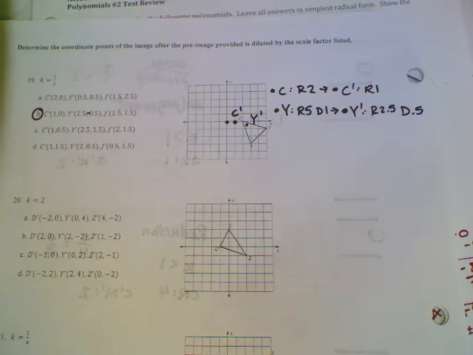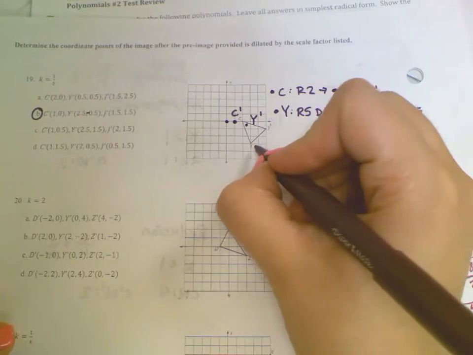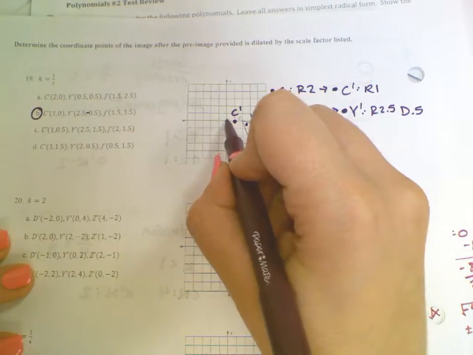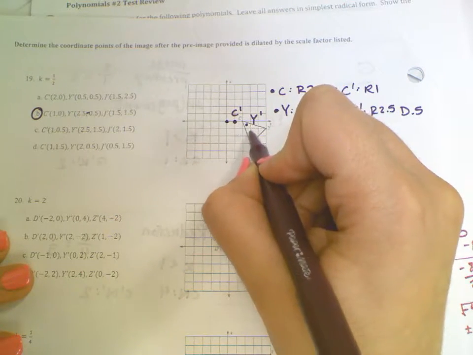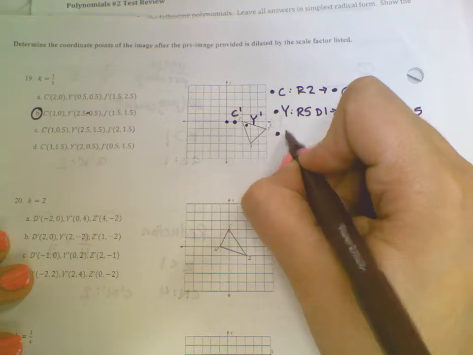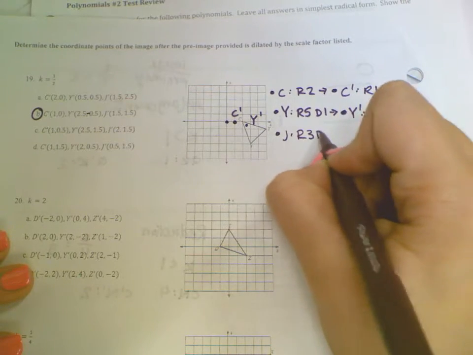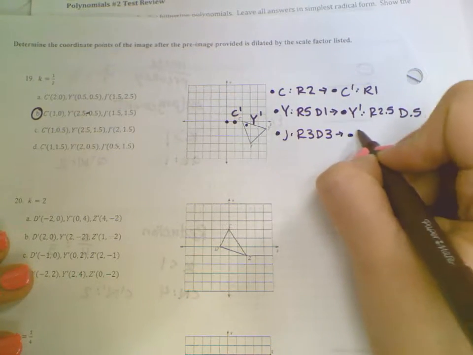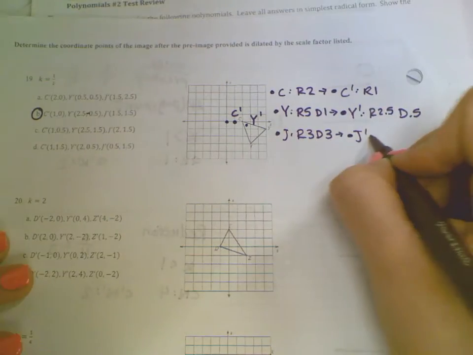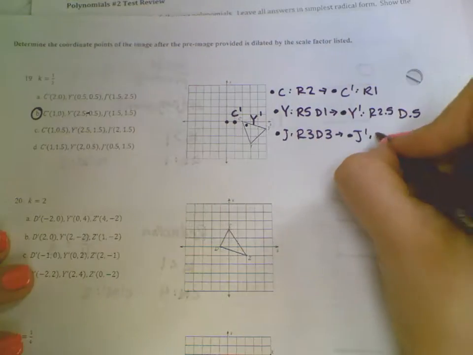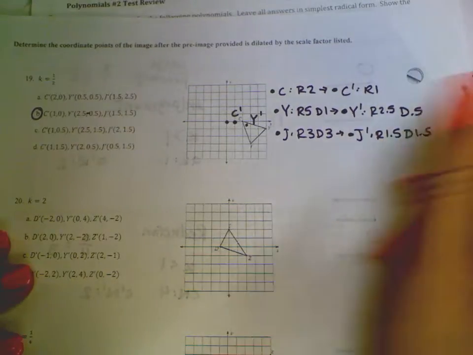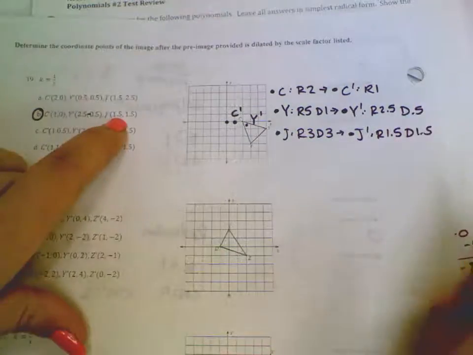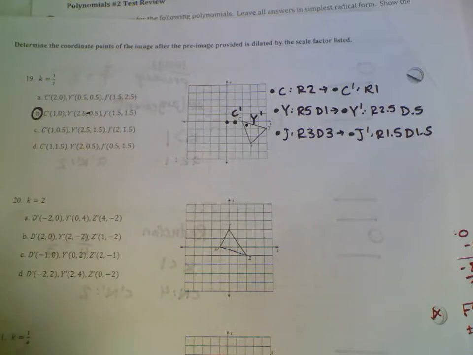And then we'll do the same thing for J. So to get from my center of dilation to J, I'll go right 3, down 3. So center of dilation to J was right 3, down 3. Apply my scale factor to find J prime, and that is going to be half of 3 is 1.5, half of 3 is 1.5 again. So I'm looking for (1.5, 1.5). So again, that will be B.